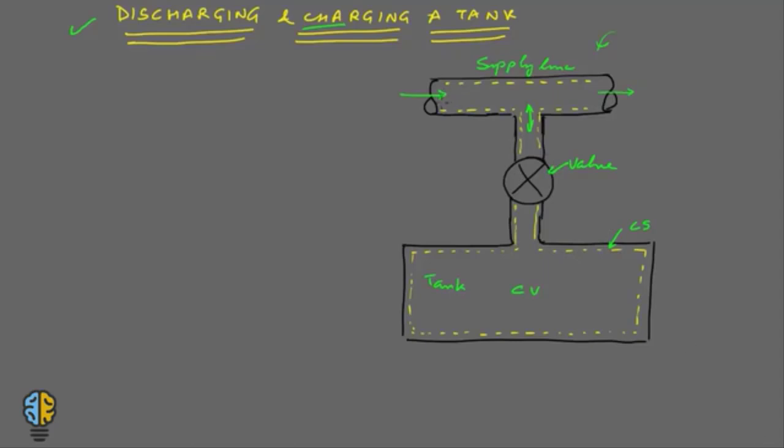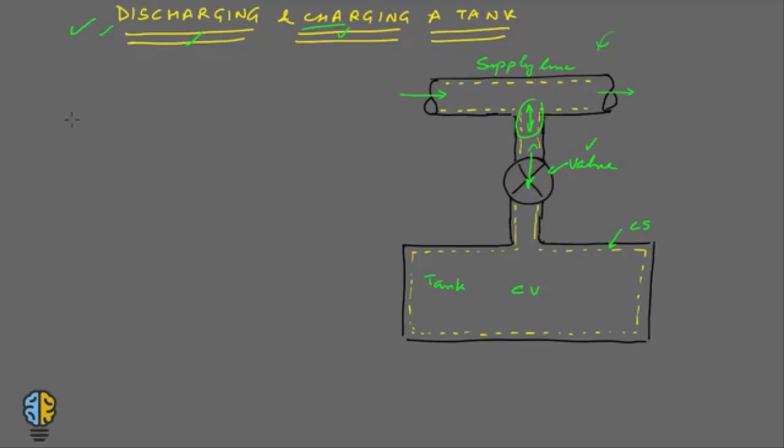Now the fluid can enter from the supply line through this valve into the tank, and when you are discharging it, it can also flow out of this tank through this valve. Okay, so you have both the cases, charging and discharging. So this is what explains this arrow in the supply line. Now let us consider the first case of discharging.